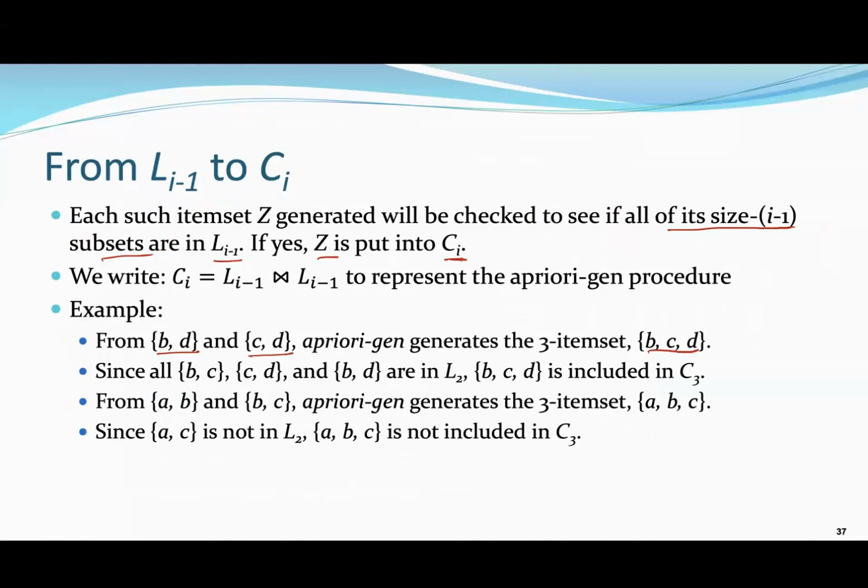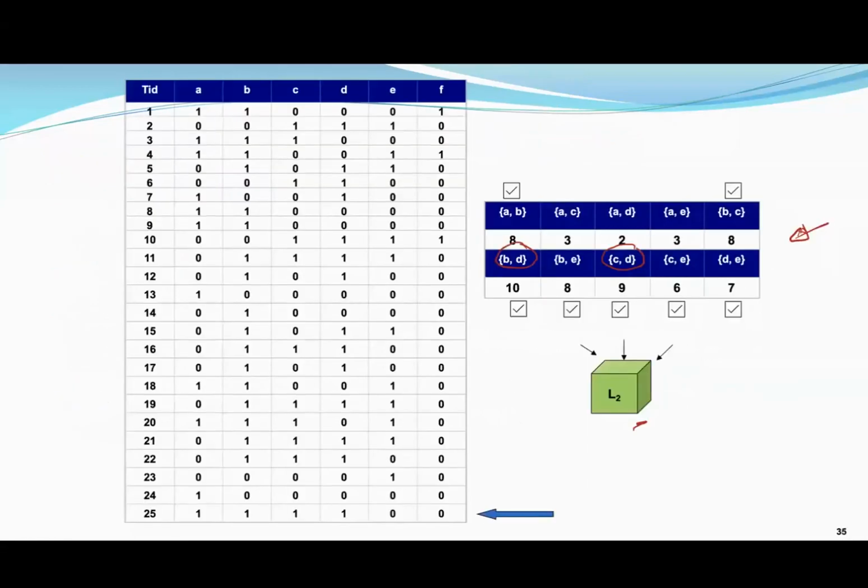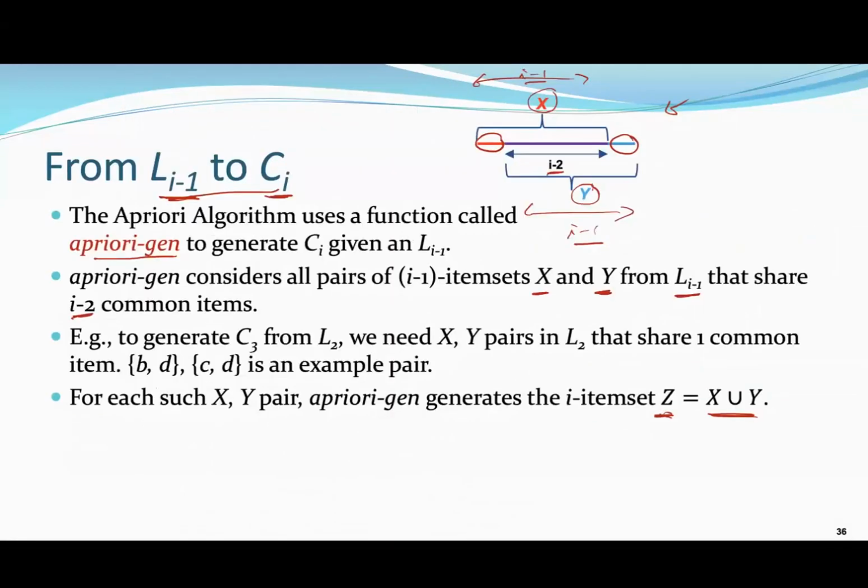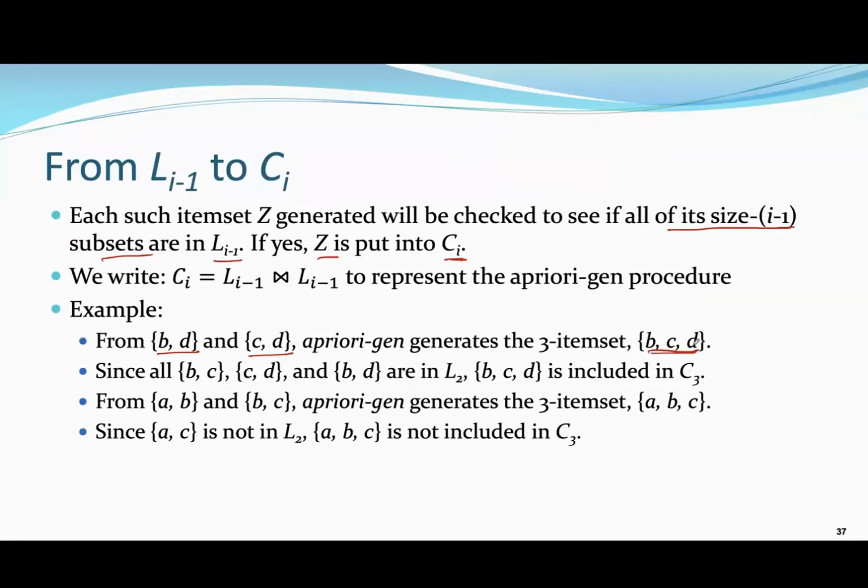There are three size 2 subsets of BCD, namely BC, CD, and BD. We already know that BD and CD are frequent because they are in L2. So let's check whether BC is in L2 as well. In this example, we have BC in L2 as well. So we have all size 2 subsets of BCD being in L2. So it is safe to put BCD into C3.